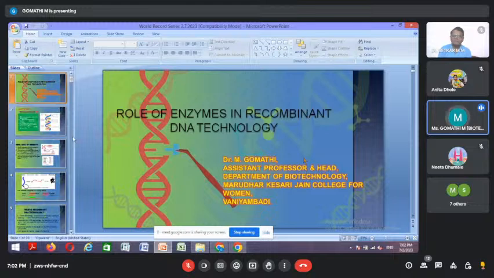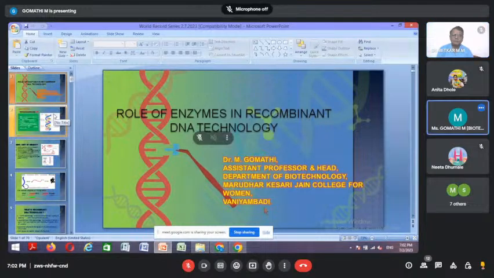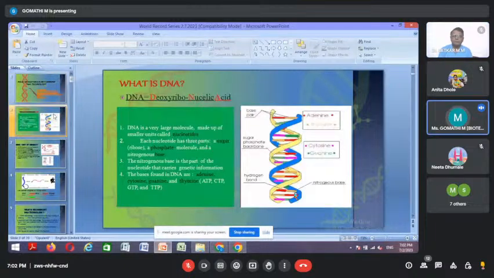So today I am going to share our views and thoughts about the role of enzymes in recombinant DNA technology. Is my slide visible? Okay. Before going to the enzymes involved in recombinant DNA technology, we will discuss the basics that are required for recombinant DNA or the genetic engineering process.